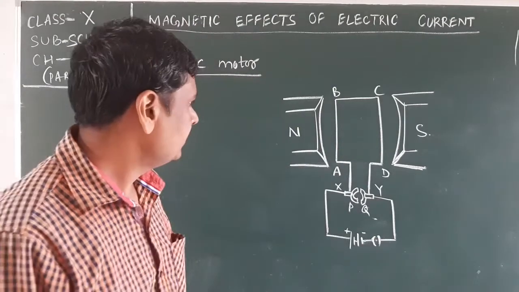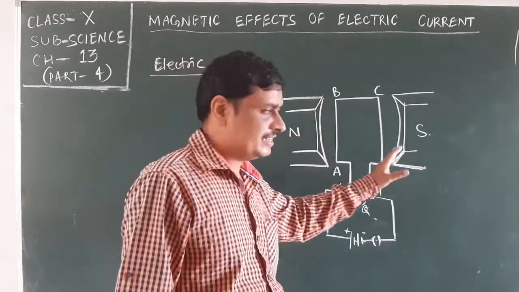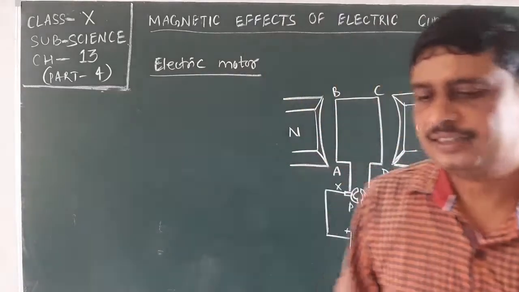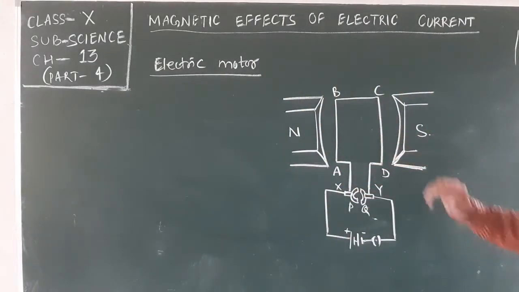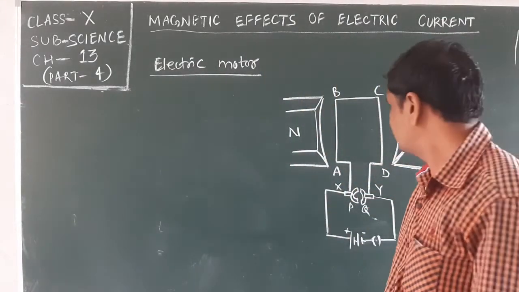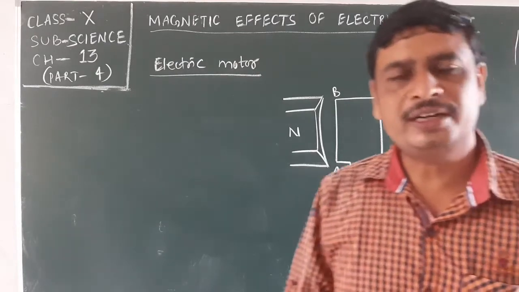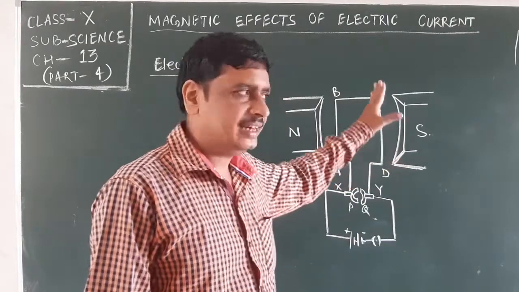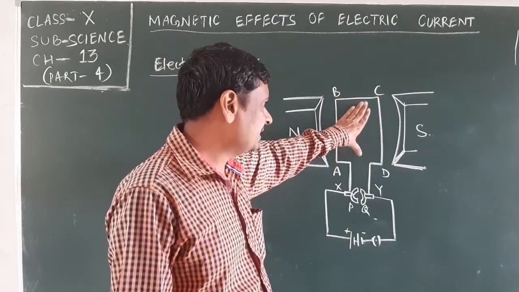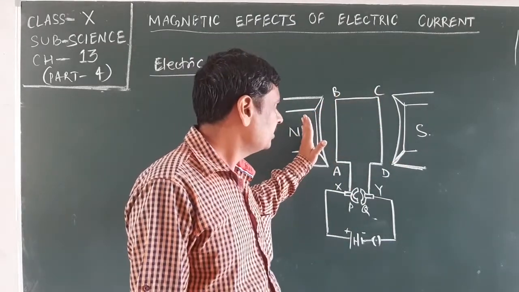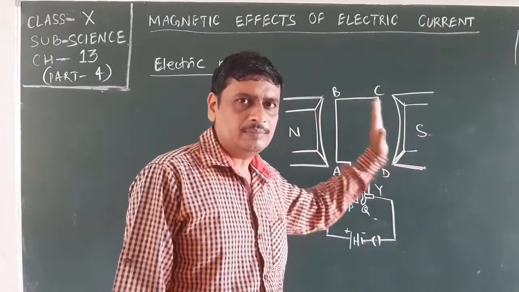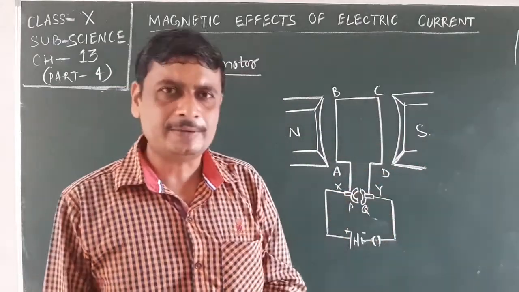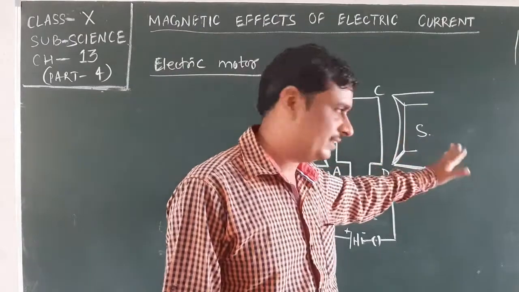Here, A, B, C, D is the armature. The armature is made by wrapping insulated copper wire in the form of a rectangle, and this armature is placed vertically in between the facing poles of a horseshoe magnet.